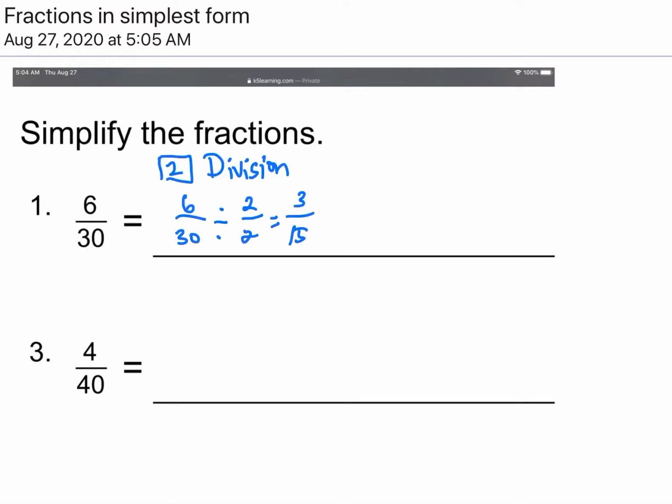Now, if you look at it, that's 3 over 15. Now, using your multiplication table, you know that it can still be divided by 3. Now, you have 3 divided by 3 is 1, and 15 divided by 3 is 5. Same as the answer earlier. Okay, that's method number 2, division or continuous division.